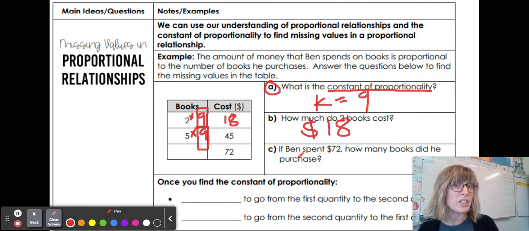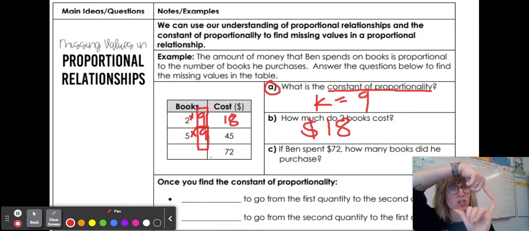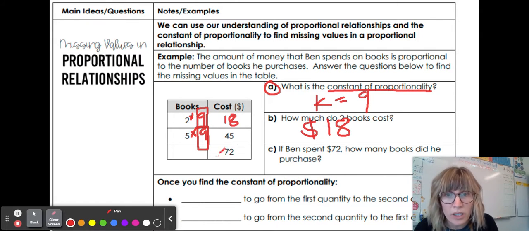If Ben then spent 72 bucks, how many books did he purchase? Well, we're going to do the opposite, right? The inverse operation, we call it. The opposite operation to undo multiplication is division. So we're going to divide our 72 by 9.